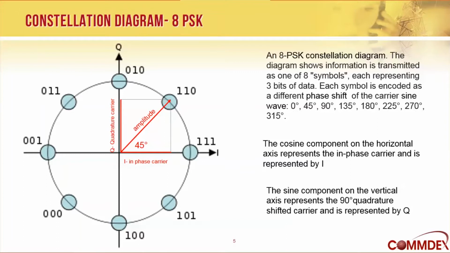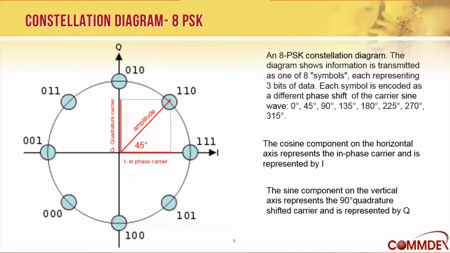And in this diagram, we show the symbol or the data point 110 represented by a phase difference of 45 degrees and a particular amplitude. Notice that the amplitude is the same all the way around the constellation. So in pure phase shift keying, we're not modifying the amplitude, we're only modifying the phase. But we have 8 different phase positions. And so we can represent this as 8 points on the constellation.